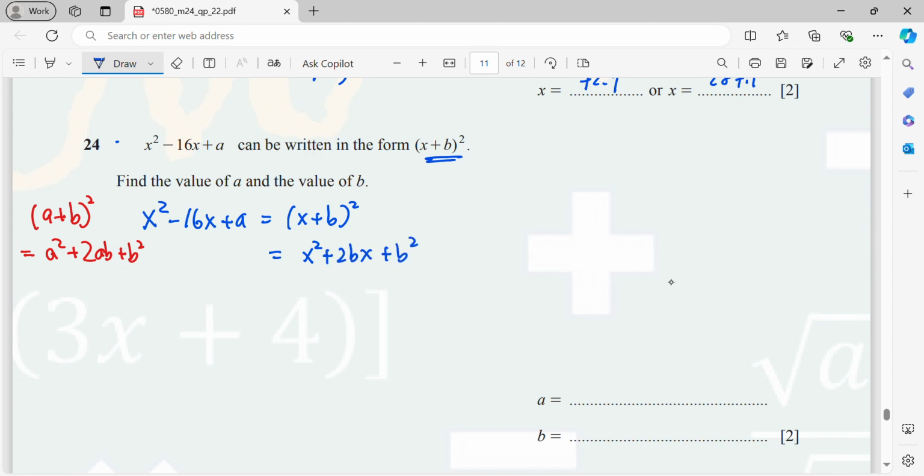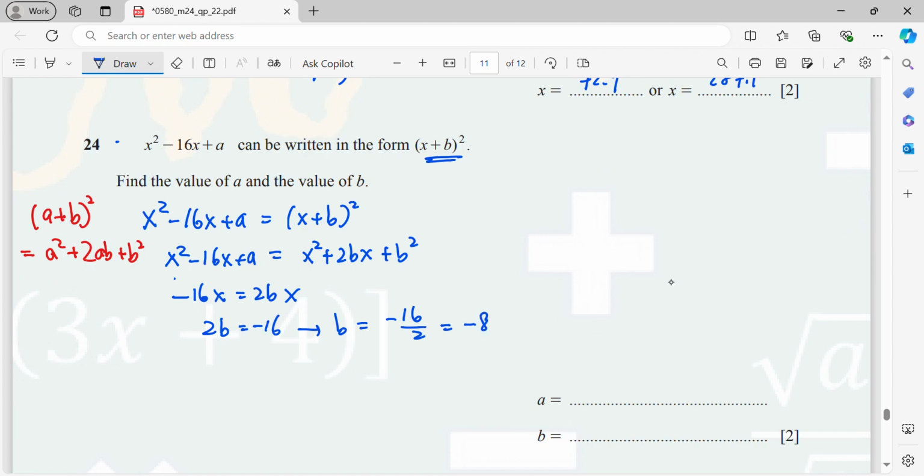So now I will compare both sides. So x squared minus 16x plus a. So first term x squared, both are the same. So then when you compare the x terms, minus 16x equals 2bx. That means now the x will be cancelled off. So 2b equals minus 16. Therefore, b is minus 16 divided by 2. That is going to be minus 8.